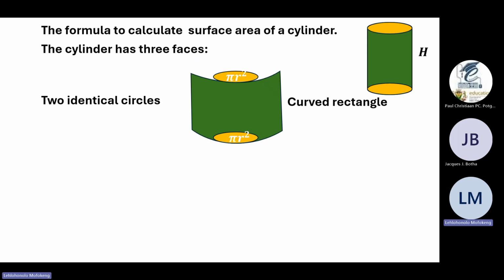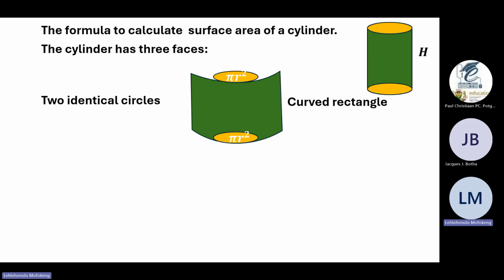Right. So to demonstrate that, you can even take this part of a tissue paper, and then you just cut it through, and then you open it. It will show you a rectangle. So in this case, we are having the curved rectangle. So in other words, we are now having 3 faces for a curved rectangle.